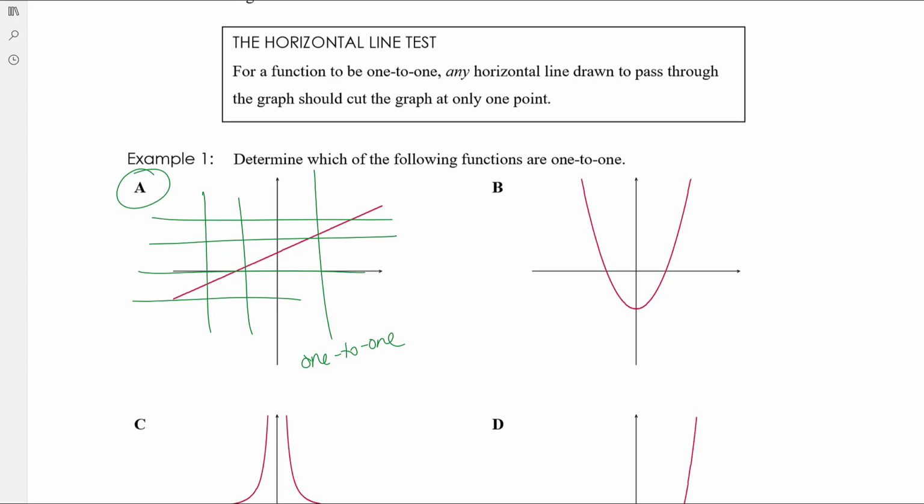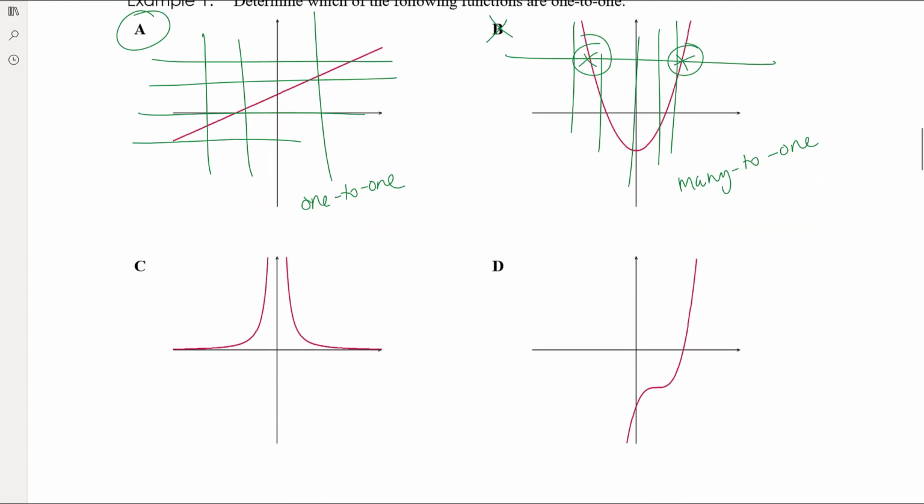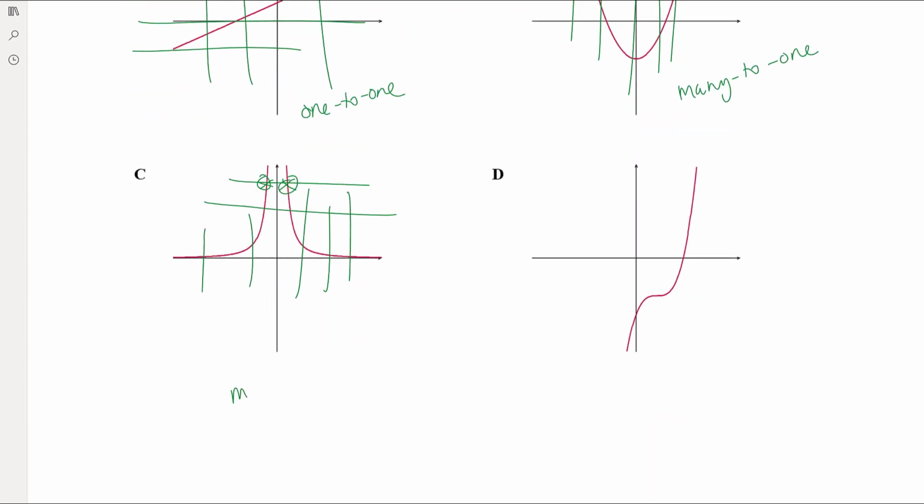Part B, it's a function because it passes the vertical line test. It is not a one-to-one function because it fails the horizontal line test. So this is a many-to-one function. So not a one-to-one function. The truncus, again, passes the vertical line test, so it is a function. Fails the horizontal line test, so it is not a one-to-one function. Therefore, it must be many-to-one.